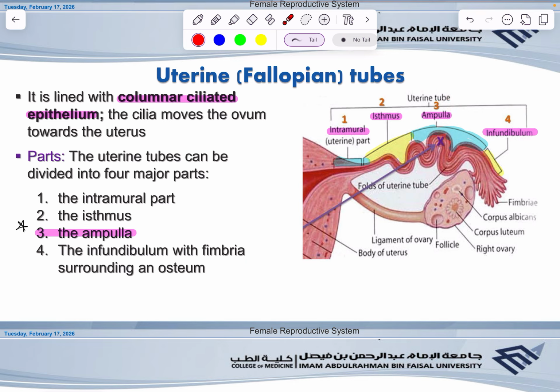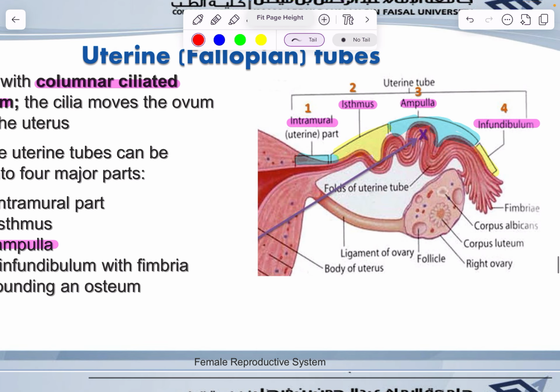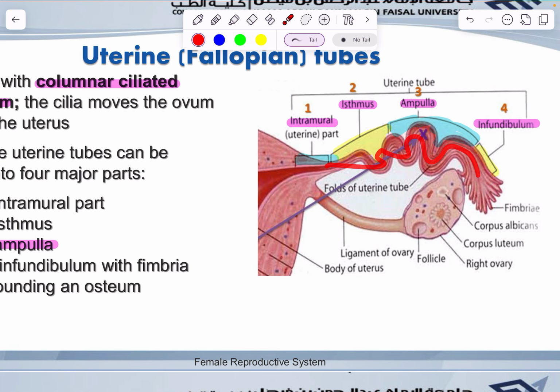It's going to be lined with columnar ciliated epithelium. ليش؟ To move the ovum through to the uterus. طبعا هنا we also have fimbriae. ليش؟ The ovary doesn't directly attach to the uterus. So when an egg is released, لازم في طريقة إنه ندخله inside the uterus. So once, let's say the egg is released, these little attachments اللي هي fimbriae, they're going to try to grab it and push it through.